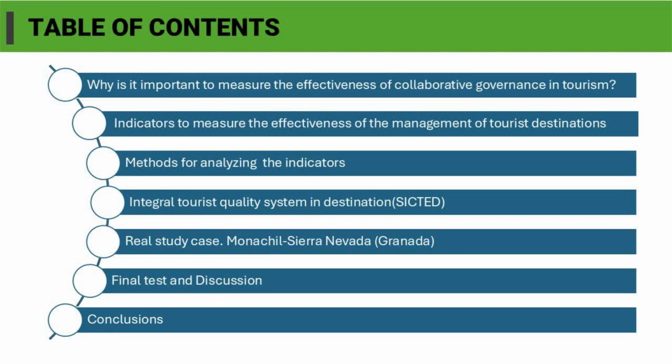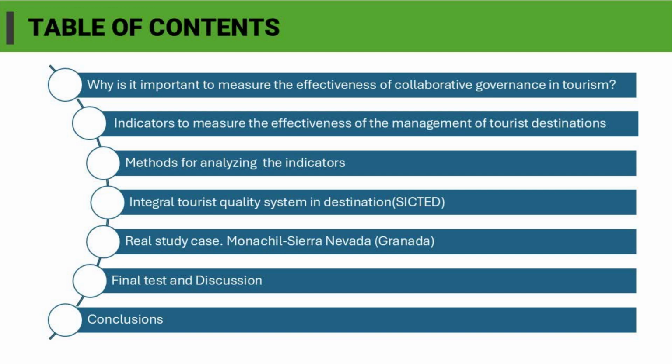In this video, we'll see the key indicators to measure the effectiveness of the collaborative governance in tourism. To begin, we will talk about why it is important to measure the effectiveness of collaborative governance. Then we will continue looking at the indicators necessary to evaluate the different models of collaborative governance and the management of tourist destinations. Next, we will see what methods we are going to use to obtain the data and analyze these indicators.